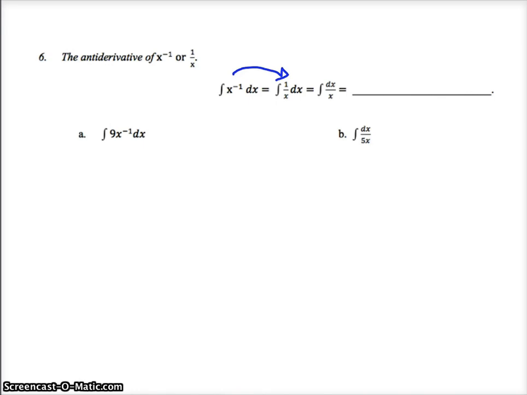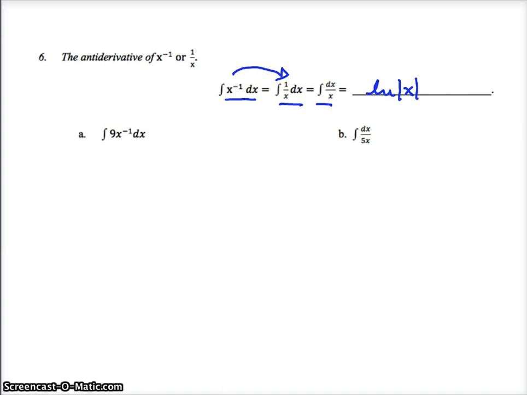So when we're finding the antiderivative of x to the negative 1 dx, or 1 divided by x dx, that's also equivalent to the integral of dx over x. And we know that the function that gives us the derivative of 1 divided by x is the natural log of x. And remember, we must take the absolute value of x to follow the domain of the natural log, which is greater than 0.